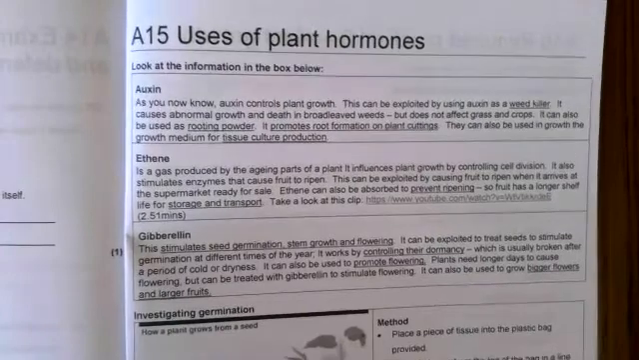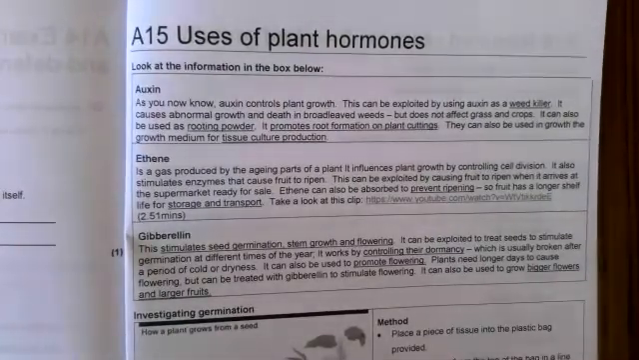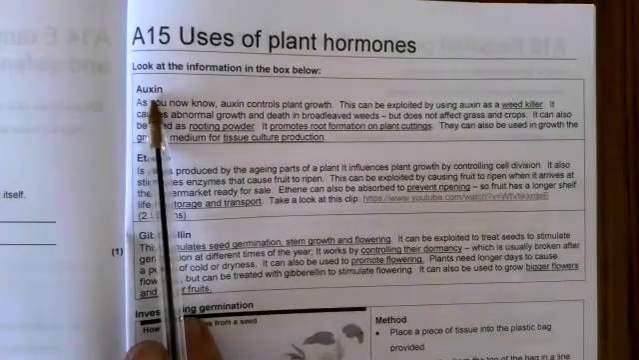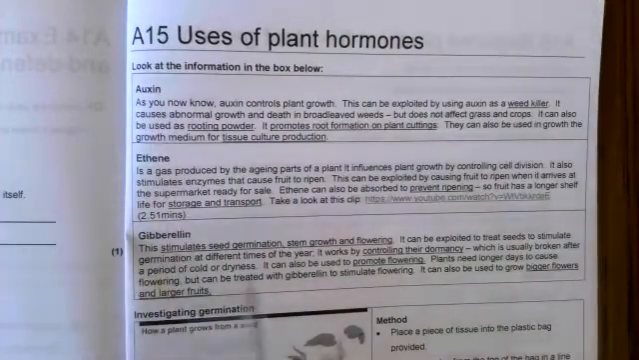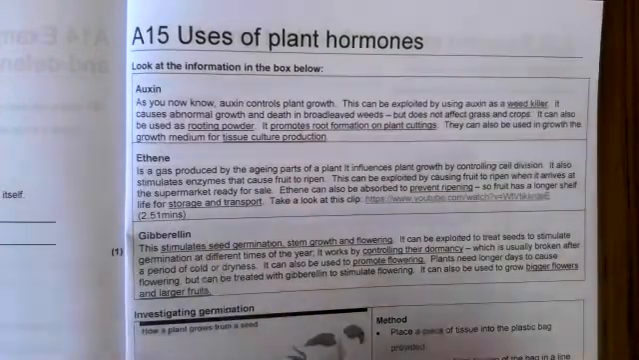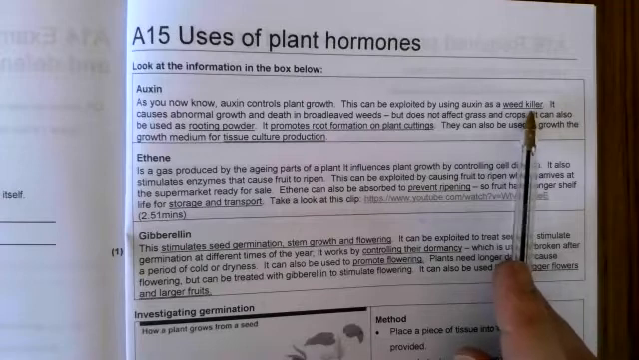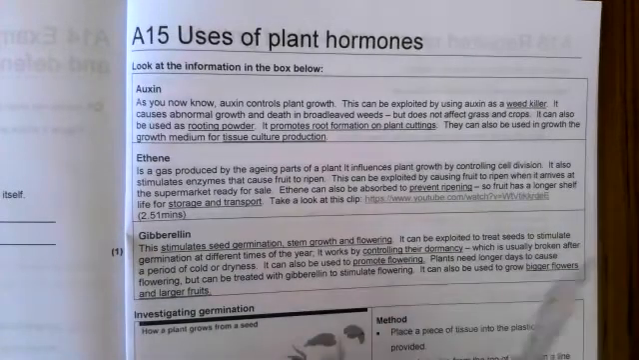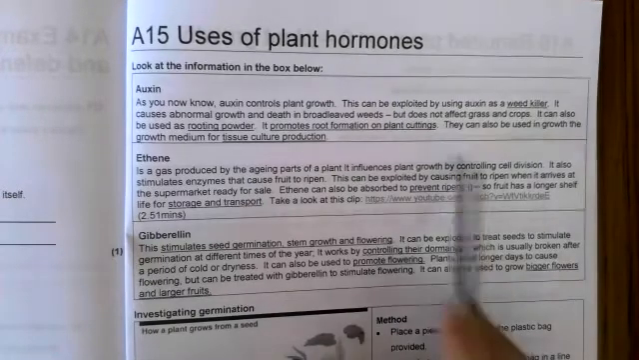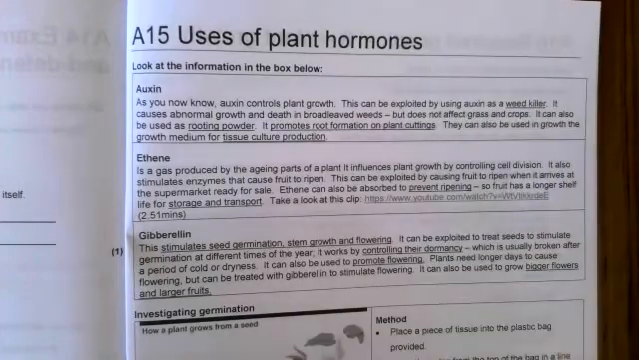A15, uses of plant hormones, gives us information which I would like you to read; it's all in your lesson instructions. But basically, to summarize, we've been able to manipulate these hormones to help us with plant growth. We can actually use auxin, ironically, as a weed killer. It will affect broad-leaved plants like dandelions, and because it promotes growth, it causes them to grow out of control and kills them. But it doesn't affect grass and other crops.